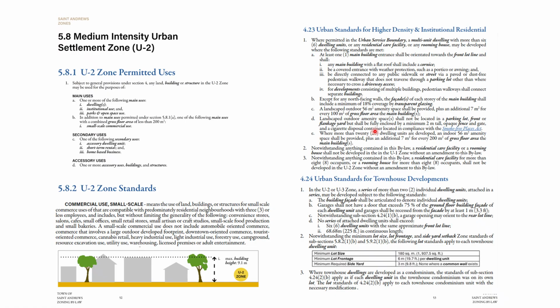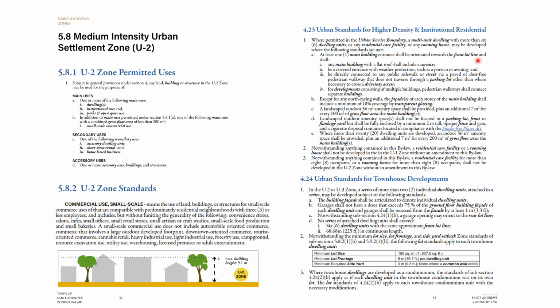I've put up the small scale commercial use definition again, just to remind folks of what that is. I won't read through it. And I will talk about the urban design standards. So where you have higher density and institutional residential uses, where there's more than 6 dwelling units, residential care facility or rooming house, one main building entrance has to orient towards the front lot line.